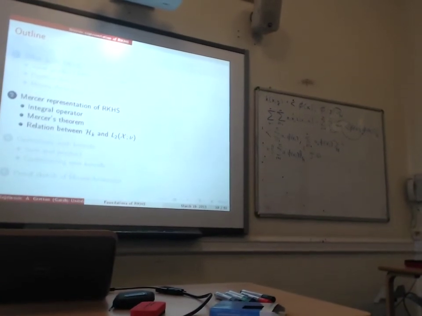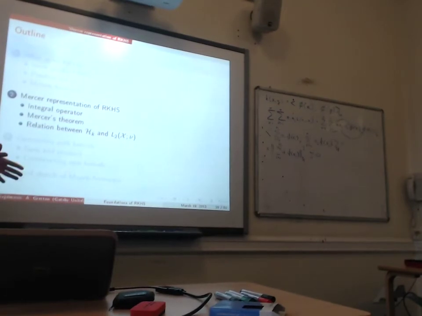Okay, so we'll now talk about another way to interpret reproducing kernel spaces. And in particular, why do we say that functions that lie in an RKHS are smooth in some sense? How is this in any way related to what we've discussed so far?